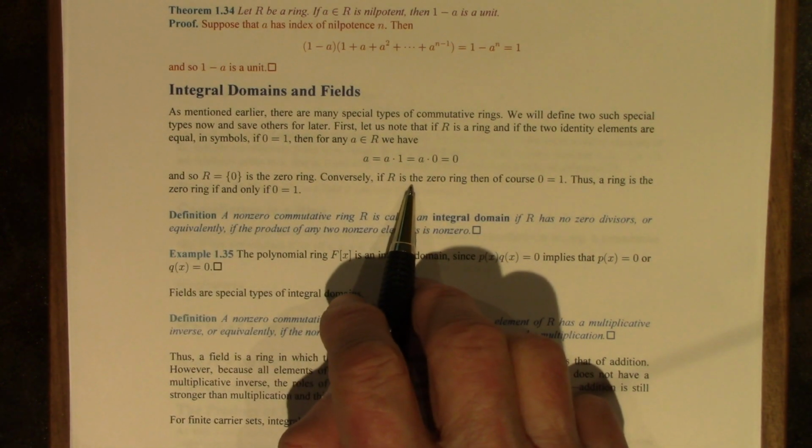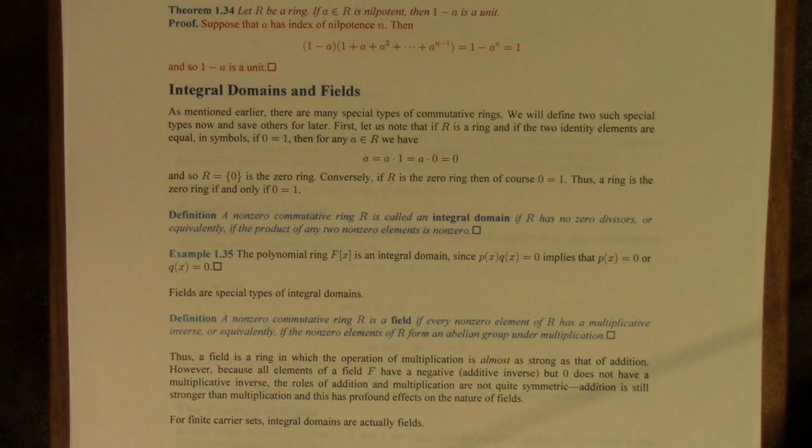And conversely, of course, if R is the 0 ring, then 0 equals 1. So there are two things here that are equivalent. You can say that R is a 0 ring, or you can say that 0 equals 1. Those are equivalent. And therefore, R is non-zero if and only if 0 is not equal to 1, which is almost always true. The only exception is the 0 ring, which is kind of good.